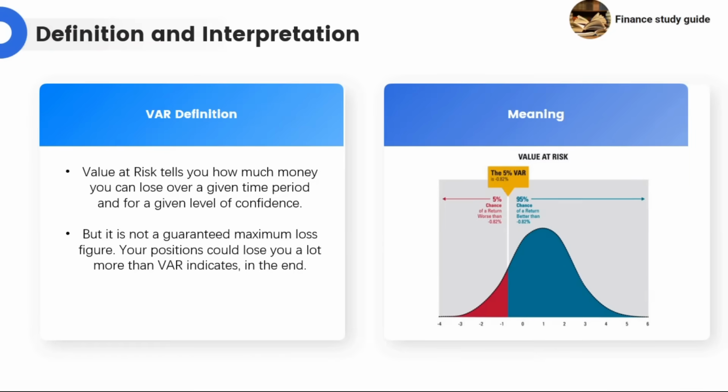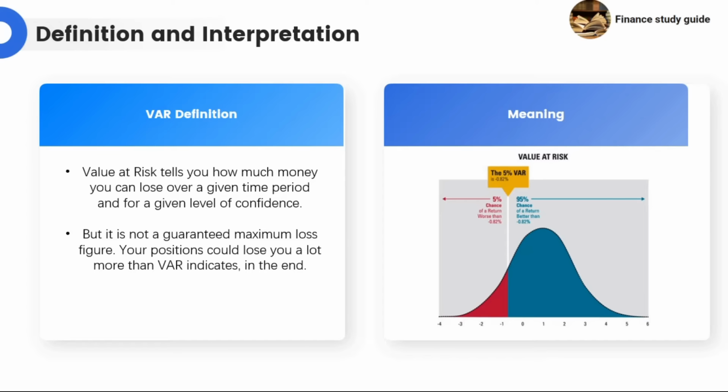In a nutshell, we can say value at risk tells you how much money you can lose over a given time period and for a given level of confidence. If we see in the diagram, value at risk, for example, gives us information that in 95% of cases, your portfolio will not suffer a loss of more than 0.82%.